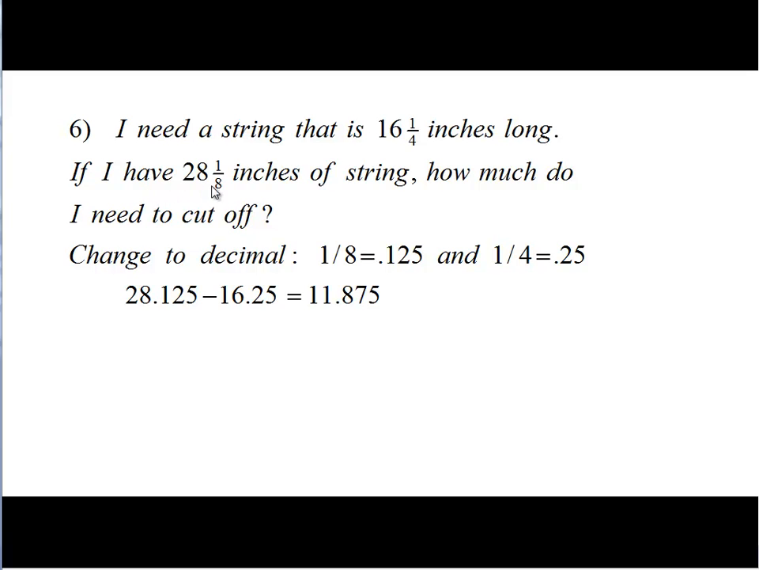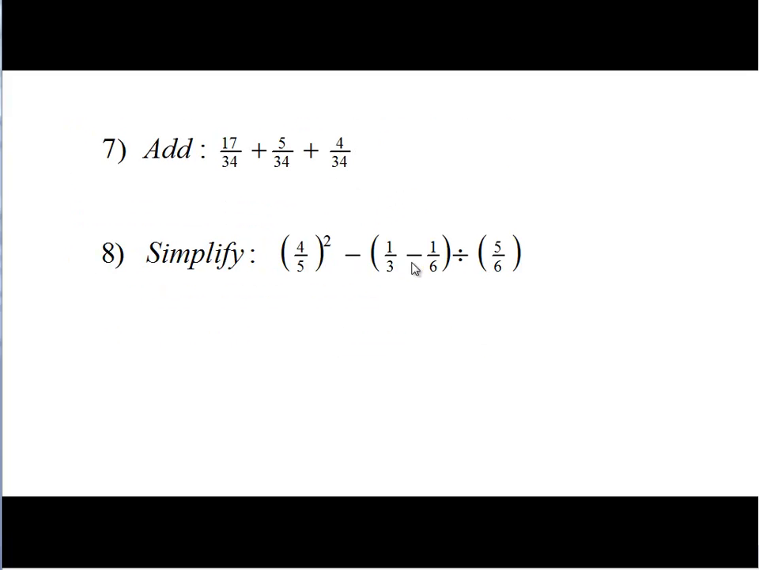Well, we need that back into a fraction, so you take your 875, multiply by 8, which is your common denominator, and that gives you 7 out of 8. Okay, number 7, we're adding these up. They all have the same denominator. 17 plus 5 plus 4 is 26.